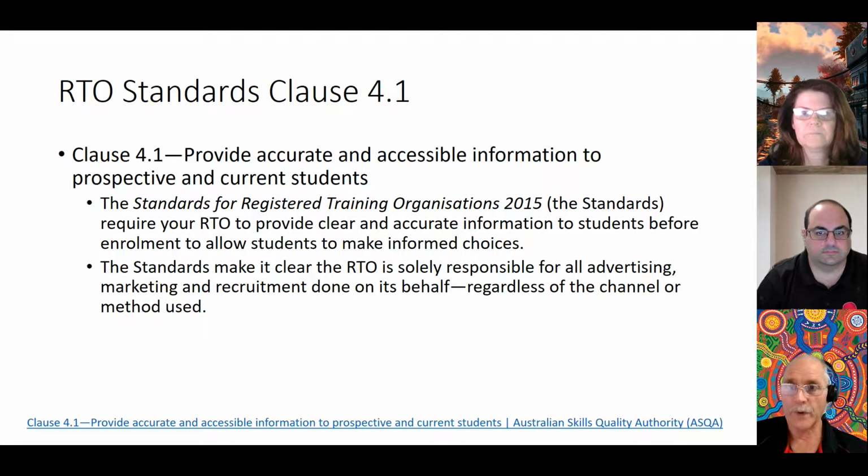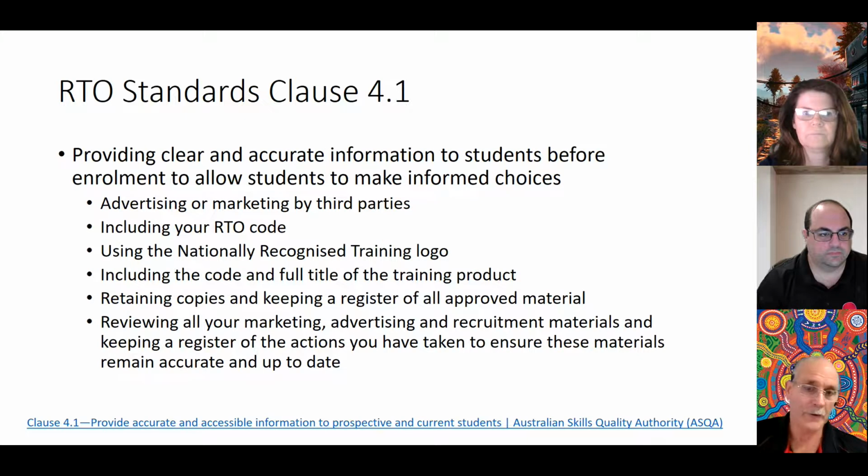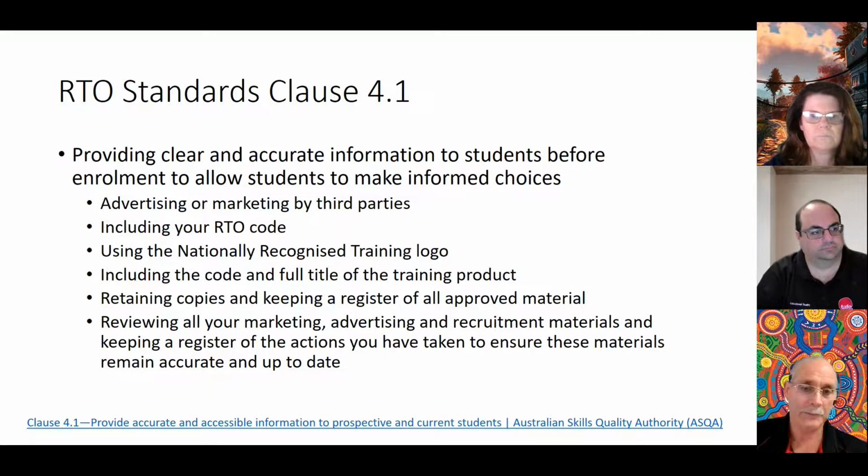So that's clause 4.1. Further to clause 4.1, the information can include advertising or marketing by third parties. The advertising has got to include the RTO code. It's also got to include the nationally recognised training logo and the code and full title of the training product. A full register of all material has got to be kept, and there's got to be a review undertaken to make sure that the materials remain accurate and up to date.